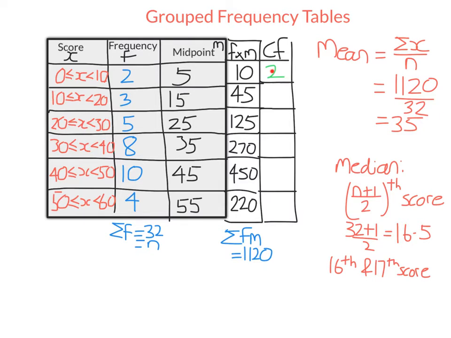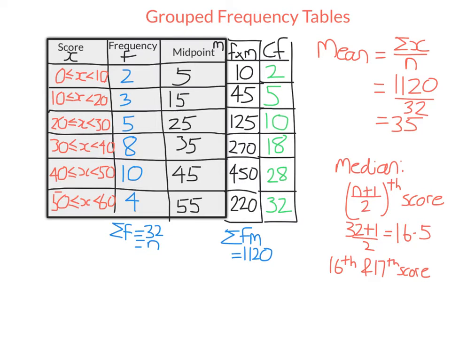Now I go 2 plus 3 is equal to 5. This 5 is telling me there are 3 plus 2, so there are 5 scores less than 20. What goes here is 5 plus 5, which is 10. There are 10 scores that are less than 30. Now 10 plus 8 gives me 18. There are 18 scores less than 40, 28 scores less than 50, and 32 scores less than 60. So that's what a cumulative frequency column is. Again, the number tells us how many scores are less than a particular score. In this case, there are 18 scores less than 40.